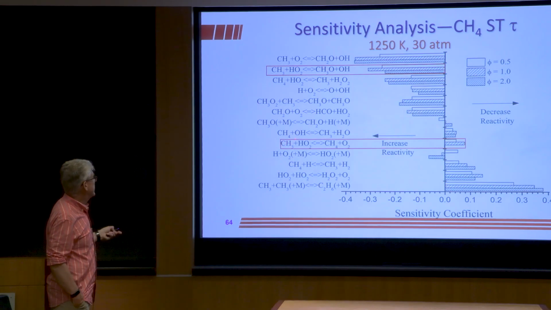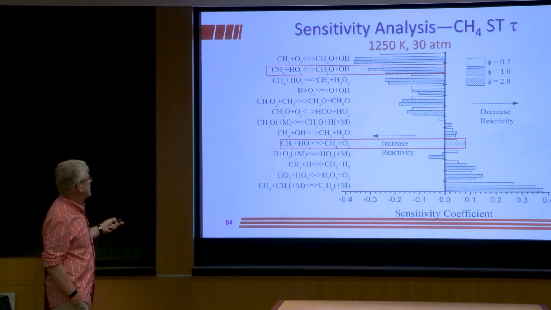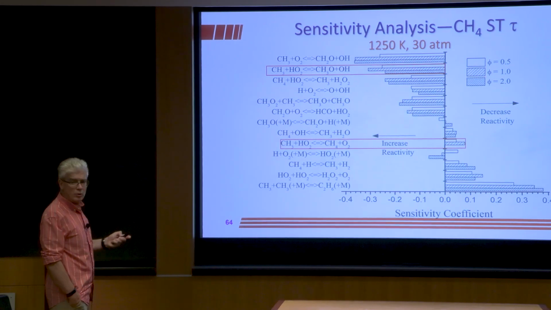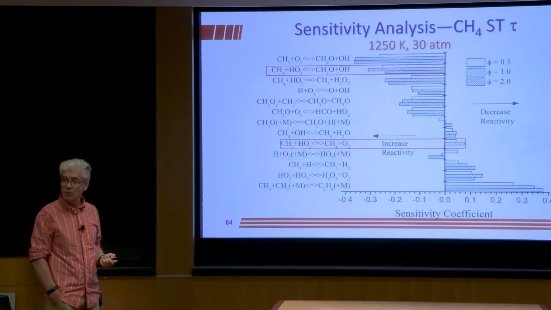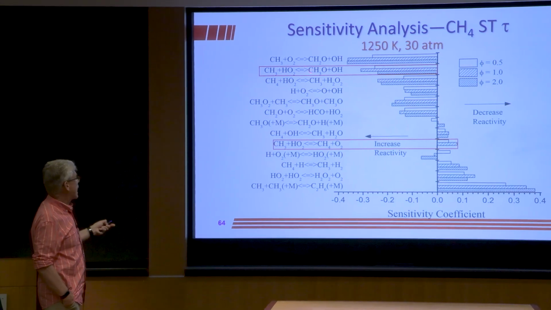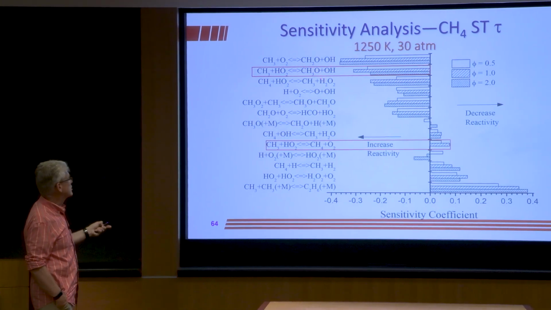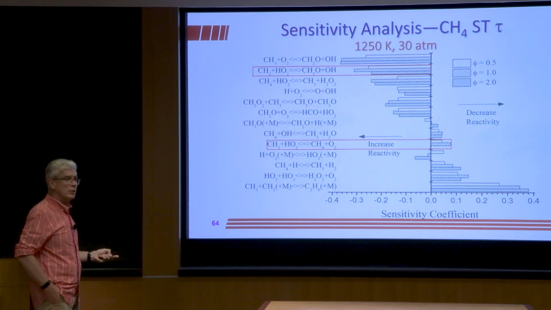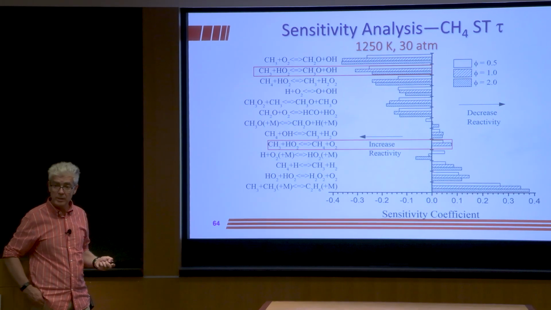Okay, methane plus HO2 is also very important. The channel producing methoxy plus OH enhances reactivity. The channel producing methane plus O2 inhibits reactivity, okay? And so the accurate rate constants for these two reactions are very important. But also the branching ratio is going to be very important here.